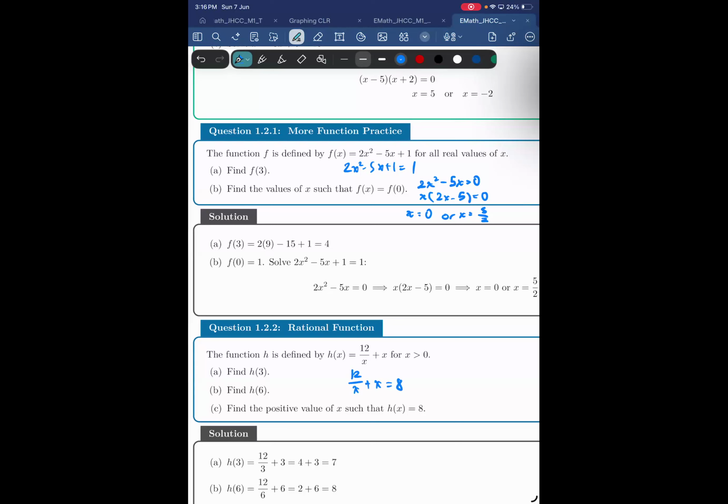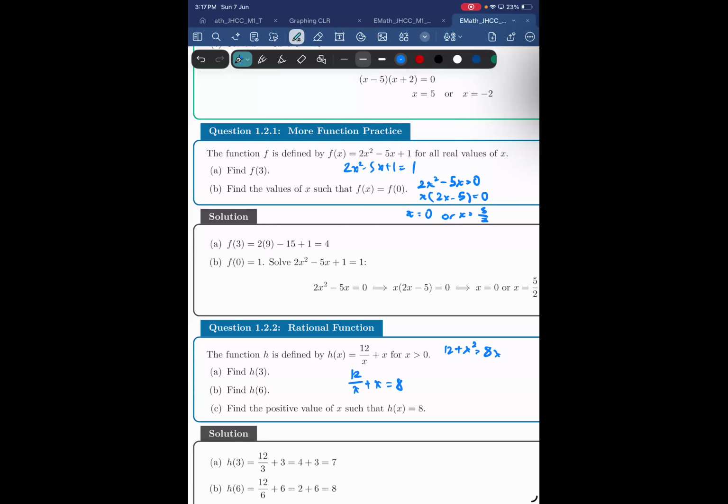So how to solve this? You cannot solve it in this particular way when it's in this form. What you have to do is to multiply x on both sides and get rid of the fraction. So that will become 12 plus x squared equals 8x.